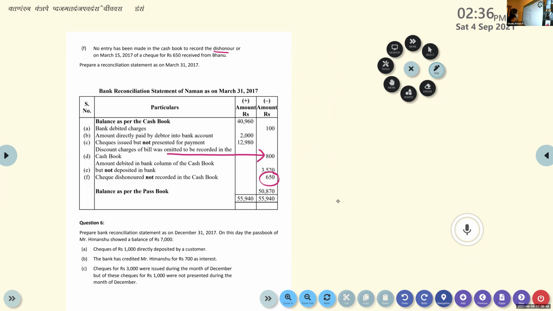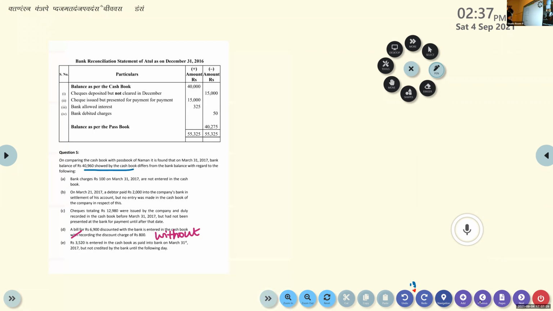Okay. Now, balance it. Same as the account balancing. Ma'am. Yes. Could you explain E? E. What is that E? What was it? Oh, E.